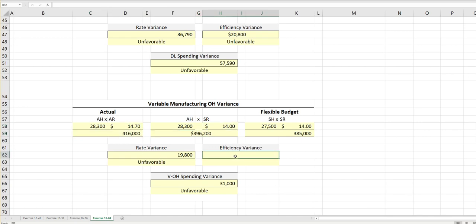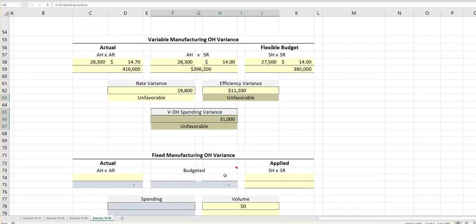And the efficiency variance again will be unfavorable because we took longer than we should have. Our efficiency variance is the difference between the 396 and the 385. Two unfavorable variances, again, add up to and equal our overall variable overhead spending variance.